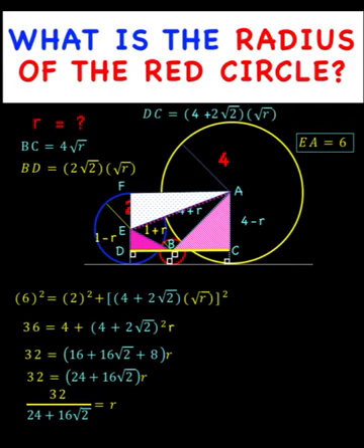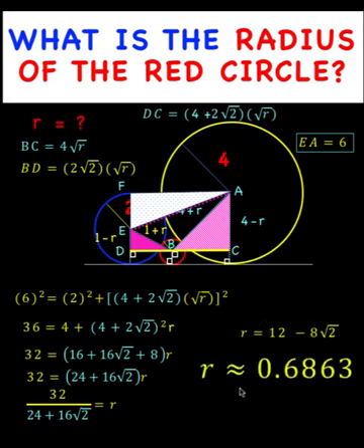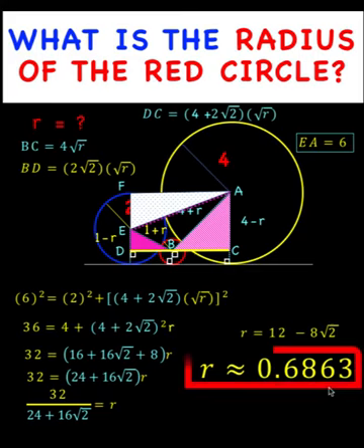And simplifying this result and rationalizing the denominator, we arrive at R equals 12 minus 8 square root of 2. And this expression is approximately equal to R equals 0.6863. And this is now the radius of this red circle. And this is now our final answer.